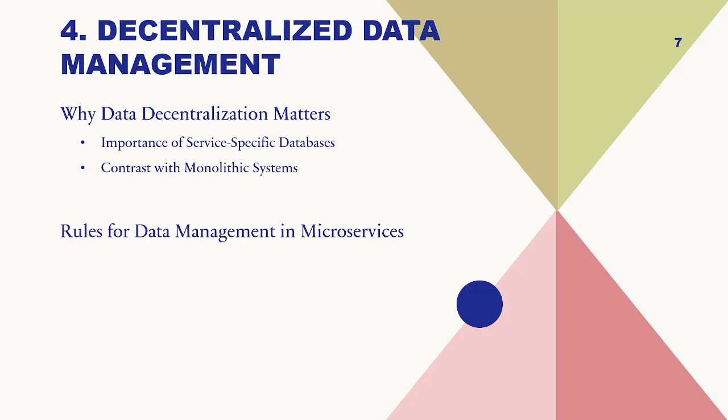Inter-service data requests. If one service needs data from another, it requests the information via an API rather than accessing the database directly. This approach enforces loose coupling between services, allowing them to operate independently and change without affecting each other's internal structure.